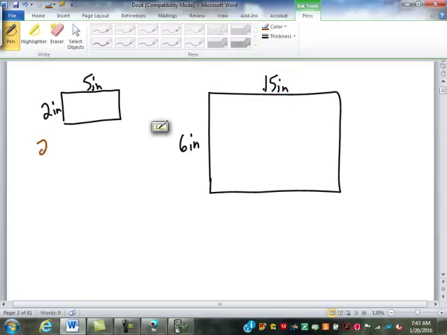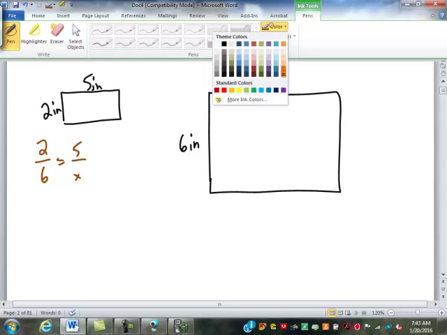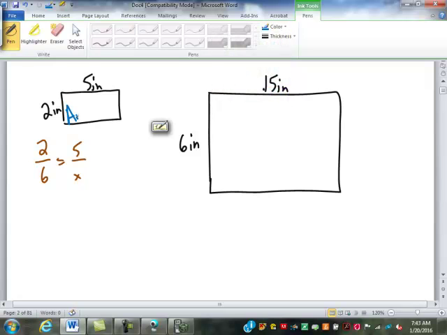We could have set up that proportion if we wanted to. We have 2 became 6, so 5 becomes x. We cross multiply and divide. We're going to get 15. What I'm most interested in here, though, is what is the area of this one? 10 inches squared, right? What's the area of this one? 90 inches squared.